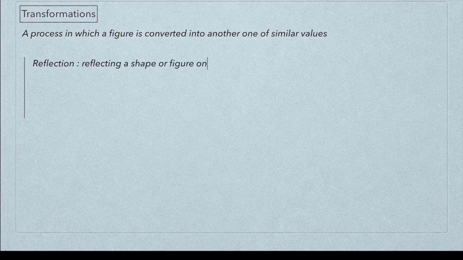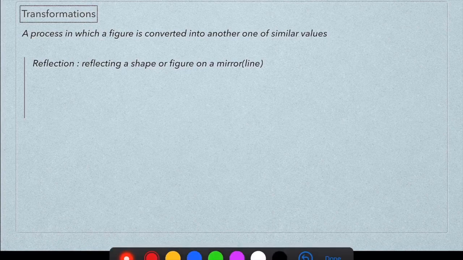One of them is reflection, which means reflecting a shape or a figure on a mirror line. Now take note of this mirror line, because this mirror line is going to be represented as a red line in my examples. In other words, in mathematics, we call them the reflection line or a mirror line. According to this word, you can keep it in your mind that mirror is all about reflection.